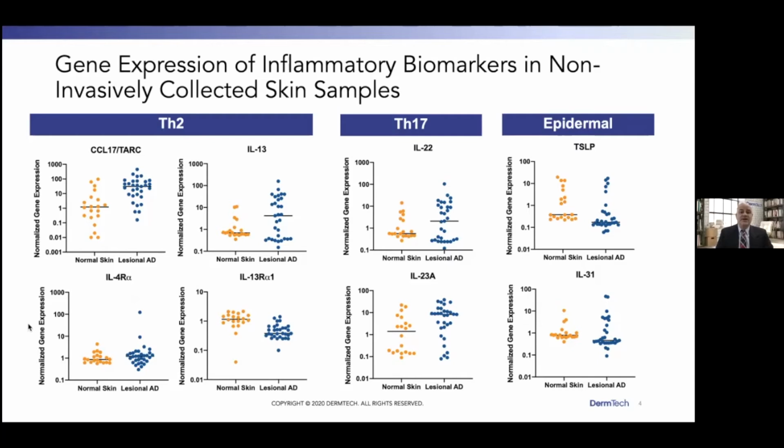What I'd like to point out is that each of the y-axes on all of these graphs is in logarithmic form. So a simple 1 tick increase is actually a 10-fold increase. So again, referencing CCL17 TARC, the levels of CCL17 TARC in the lesional AD skin are 10-fold greater than in the normal skin. When you look at the other Th2 targeting mechanisms, you can see that in IL-13, there's a relatively wide distribution of samples, where some individuals have low levels of IL-13 and others have significantly higher levels of IL-13 when compared back to the normal skin.